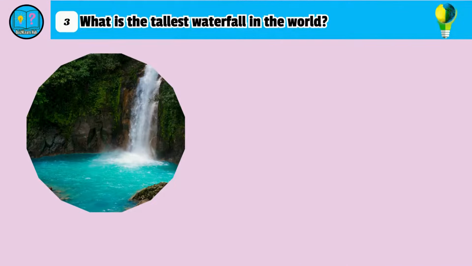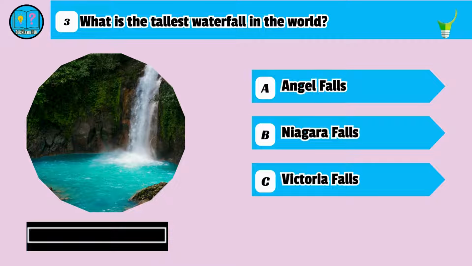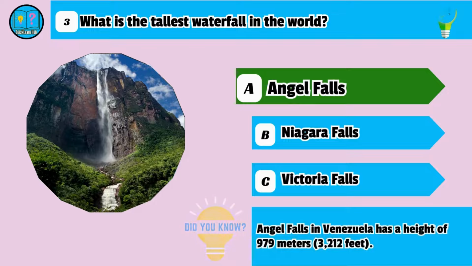3. What is the tallest waterfall in the world? Angel Falls, Niagara Falls, Victoria Falls. Angel Falls. Angel Falls in Venezuela has a height of 979 meters, 3,212 feet.